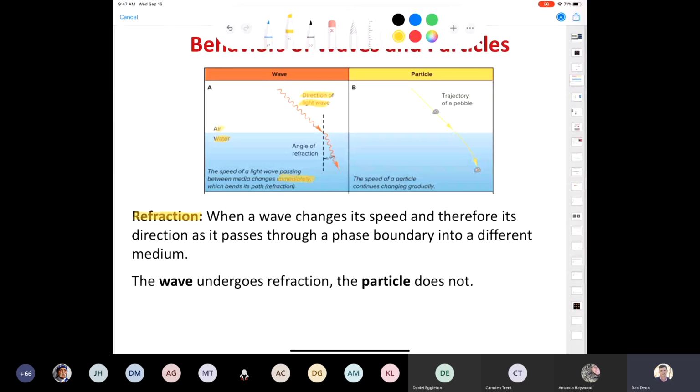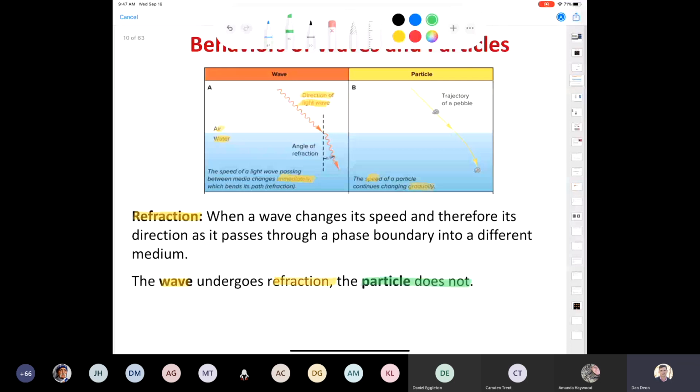But it's not refraction, right? Because it changes its speed gradually. It changes its angle gradually, right? Speed and angle gradually, right? So it's not refraction. So the wave undergoes refraction. The particle does not undergo refraction.